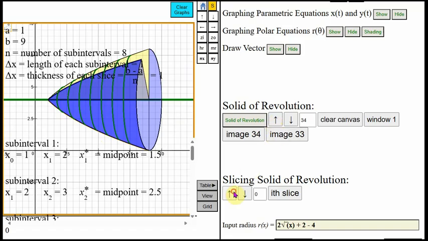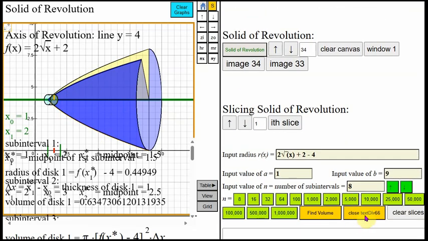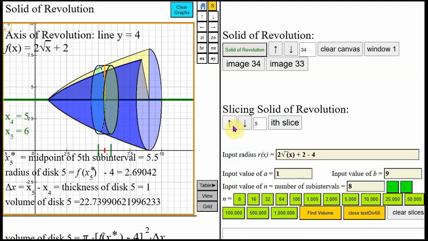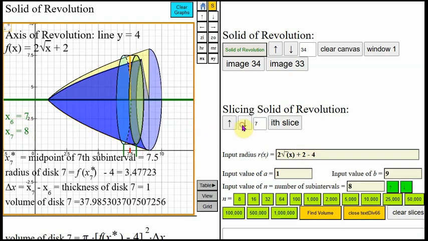So for the first slice, we're going to estimate it with this cylinder right here. The cylinder is going to be between x equal to 1 and x equal to 2. For the second slice, it will be the cylinder between x equal to 2 and x equal to 3, and then all the way up to the 8th slice, which is between x equal to 8 and x equal to 9. Now let's go back to the first one and see how we're going to find the volume of the first cylinder.